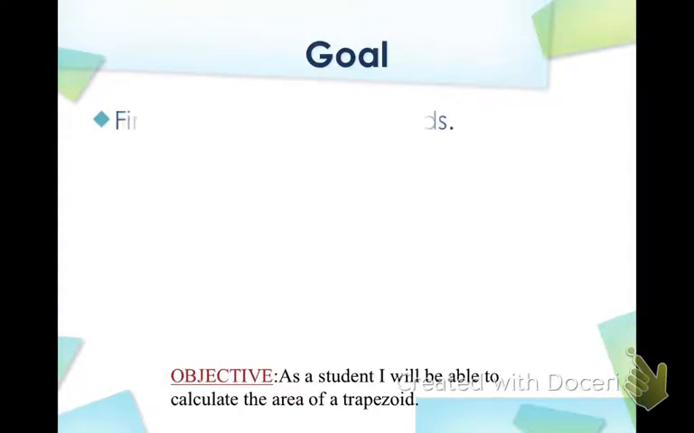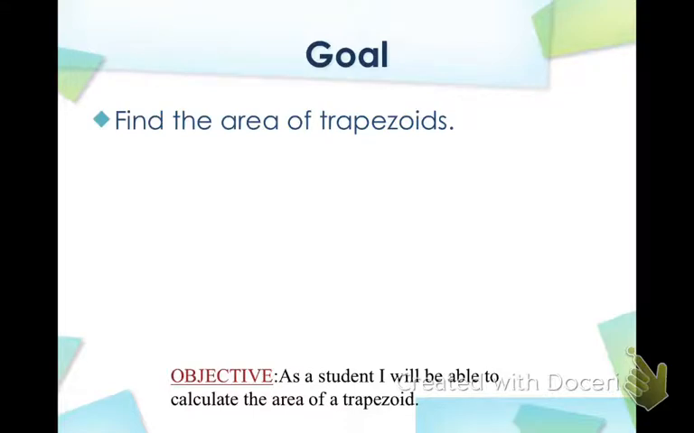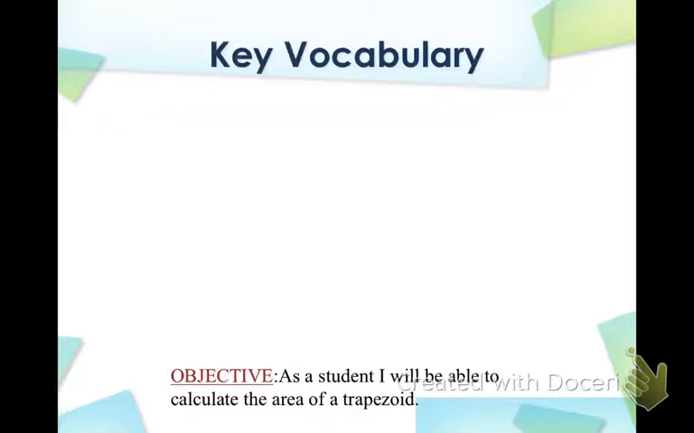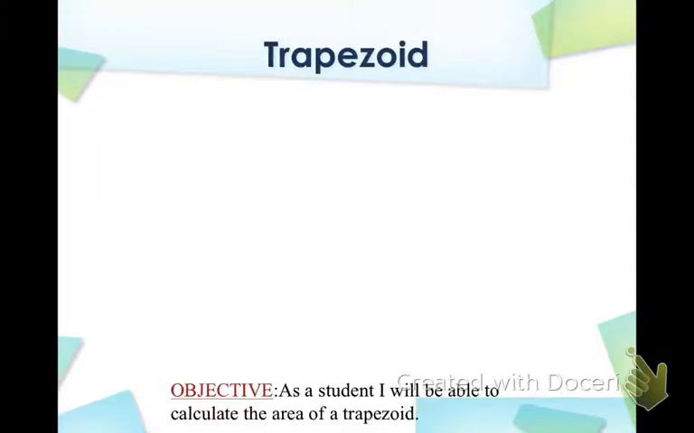All right, so our goal for this one is to be able to find the area of our trapezoids. That's simple. Your objective, you should be able to calculate the area of a trapezoid. All right, here's some key vocabulary. You need to know what a trapezoid is, you need to know what the base of a trapezoid is, and you need to know the height of a trapezoid. All right, what is a trapezoid?